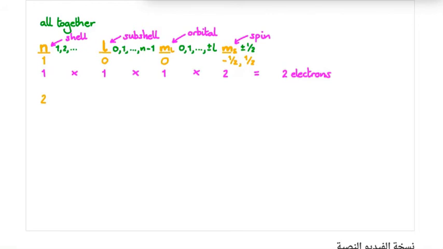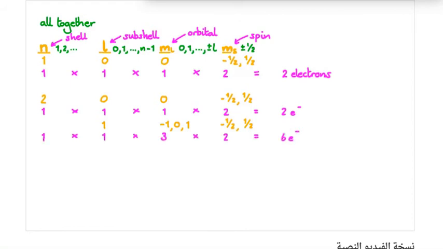Let's move on to the second shell. The values of L allowable for the second shell are 0 and 1, since we're counting up to n minus 1. Just like in the first shell, when L equals 0, ML can only equal 0. But for L equals 1, ML can equal negative 1, 0, or positive 1. And as always, MS is either equal to positive half or negative half. So the S-type subshell in the second electron shell contains a maximum of 2 electrons, and the P-type subshell contains a maximum of 6 electrons. Altogether, the second electron shell can contain a maximum of 8 electrons.